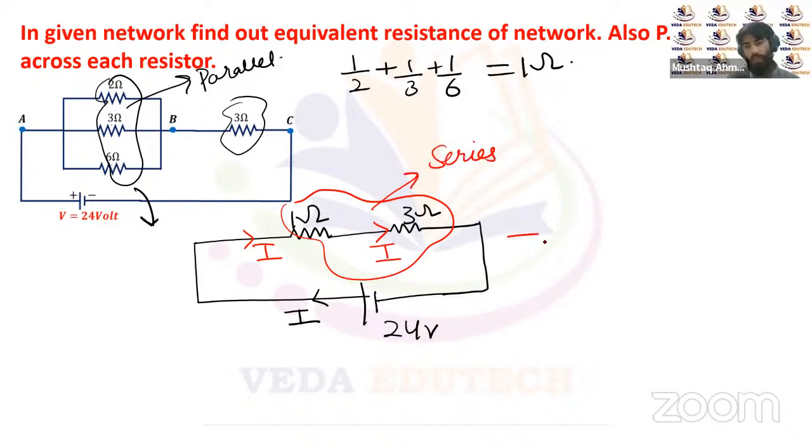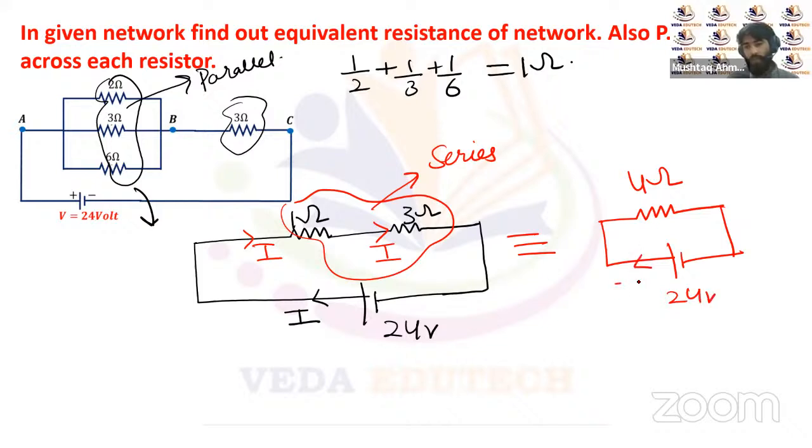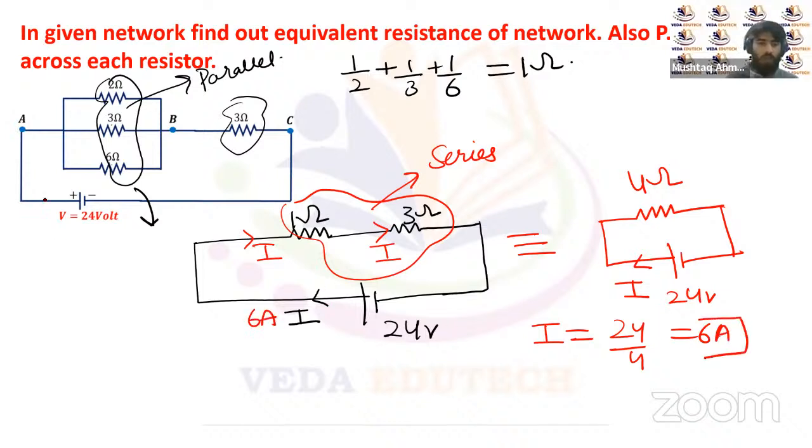So their equivalent resistance will be equal to 3 plus 1, that will be equal to 4 ohm, right? We can replace them with a 4 ohm resistor, and this is a 24-volt battery, and I is the current flowing through them. We can just write I as 24 over 4, that will be equal to 6 amperes, right? If 6 amperes is the current flowing through them, so 6 ampere will be the same current flowing here, and the same current at this point here.